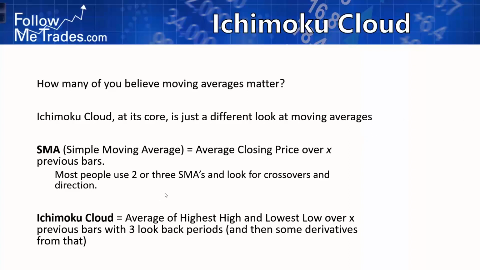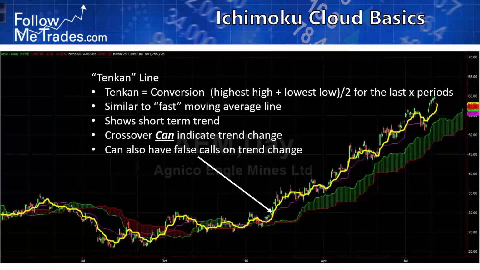Ichimoku Cloud. So the simple moving average takes the closing price, which ignores some of the outliers. Okay, Ichimoku Cloud uses the average of highest high and lowest low over some variable number of previous bars, and they have 3 look back periods, and they combine them with some derivatives, but they end up with a cloud, right, and a range, and it's pretty powerful, right? So what are the elements of Ichimoku Cloud?